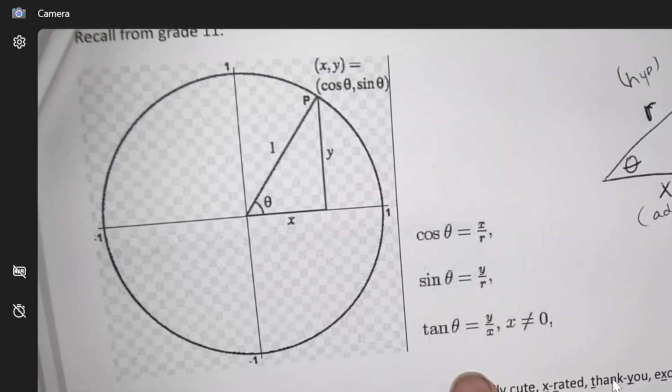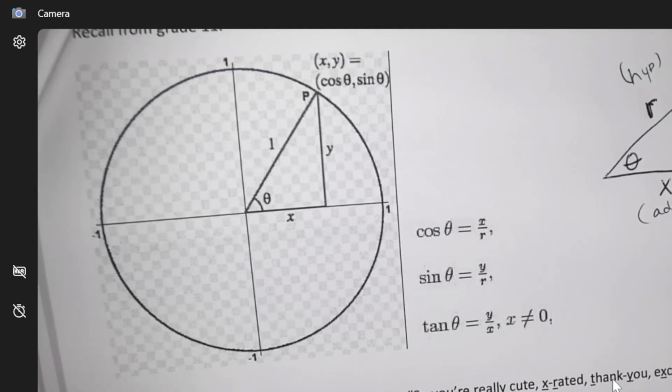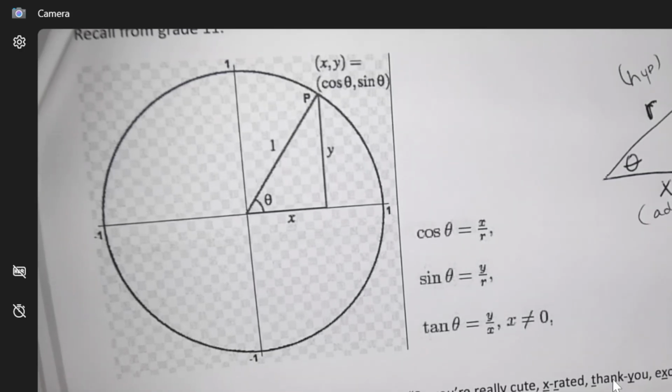So these formulas I gave you in grade 11. In grade 12, you have to have them memorized. You have to have them memorized. So here's what I have as a little acronym. So you're really cute, X-rated, thank you, excellent. Remember that from last year? So what does it mean? I go like this.